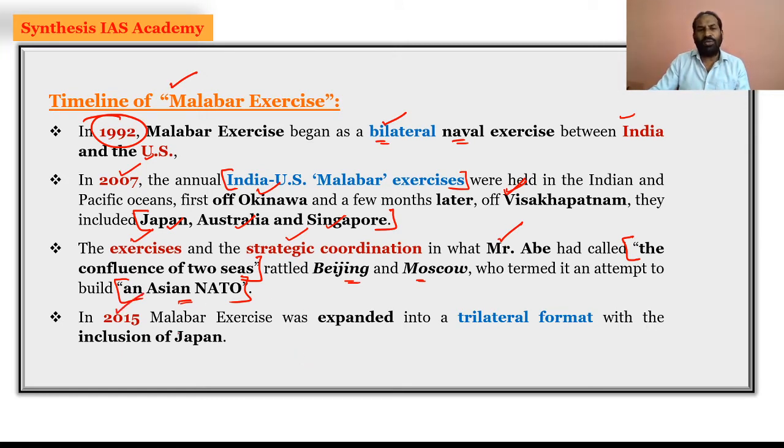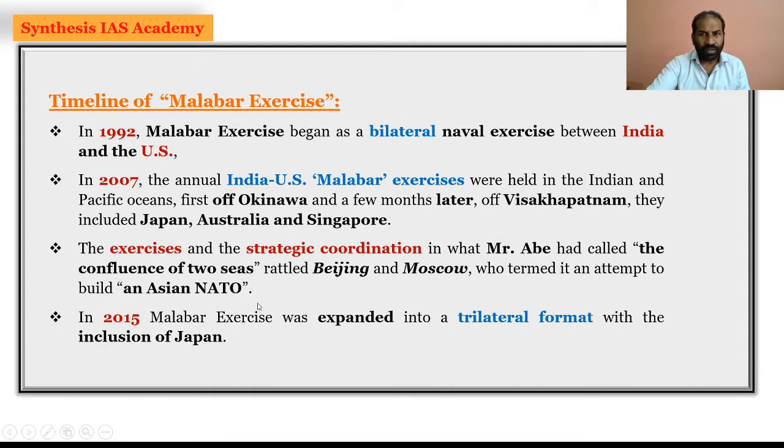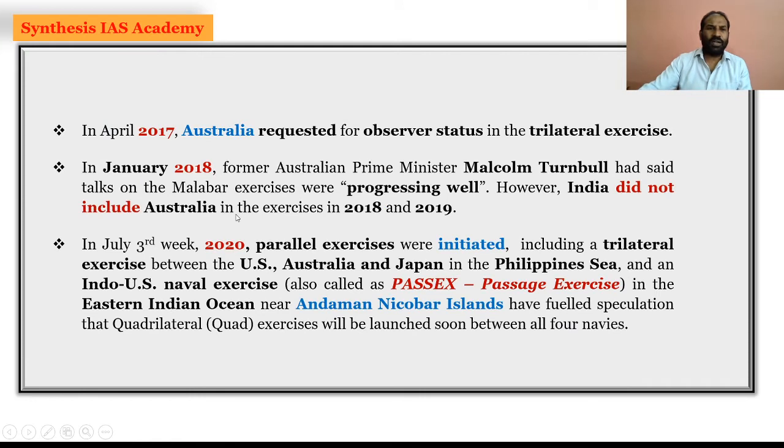And in the year 2015, the Malabar exercise was expanded from bilateral to trilateral format by the inclusion of Japan. First it was India and USA in the year 1992, and in 2015 it was expanded to a trilateral exercise with the inclusion of Japan. So slowly Japan has also become part of the Malabar exercise.